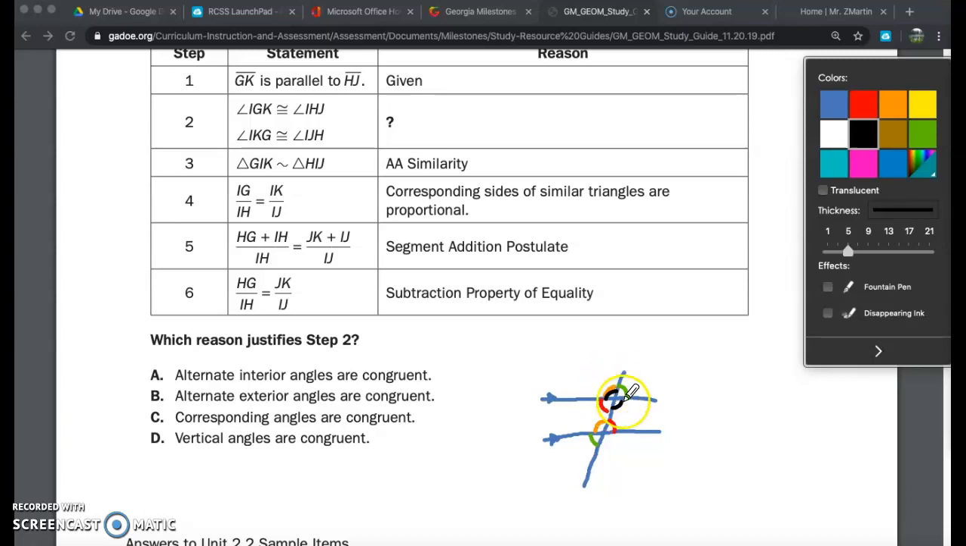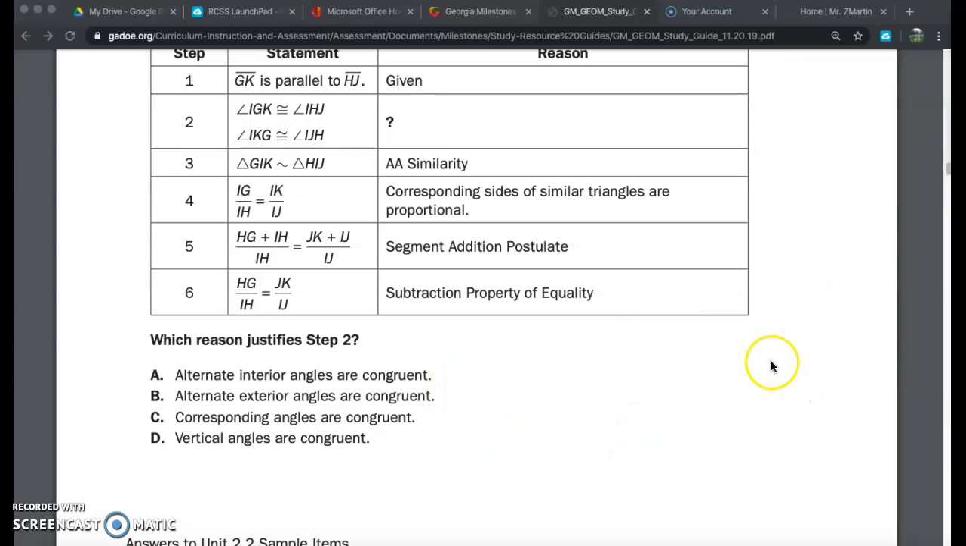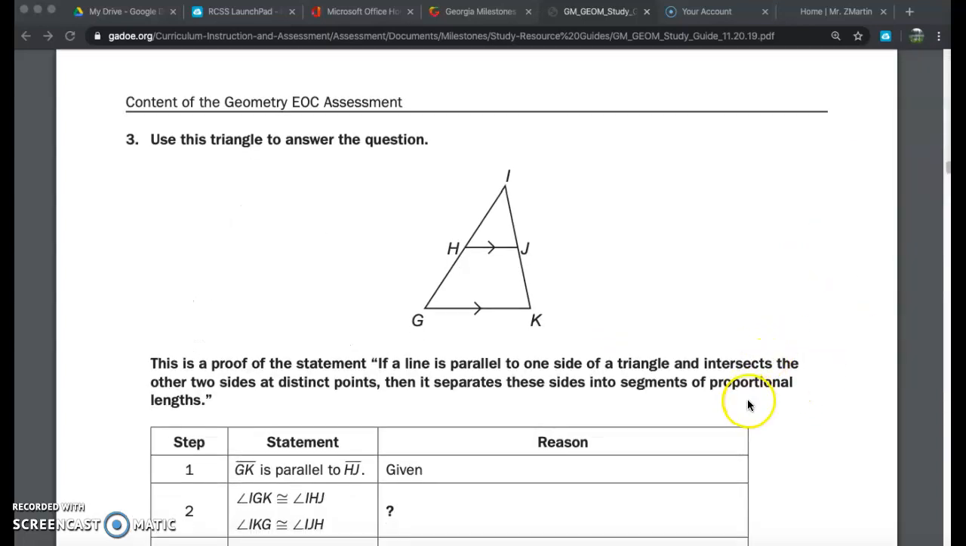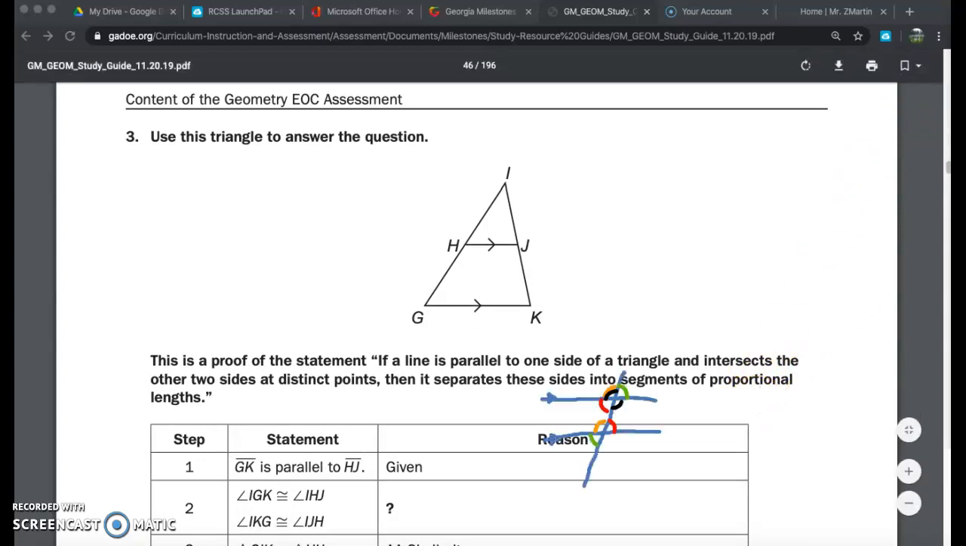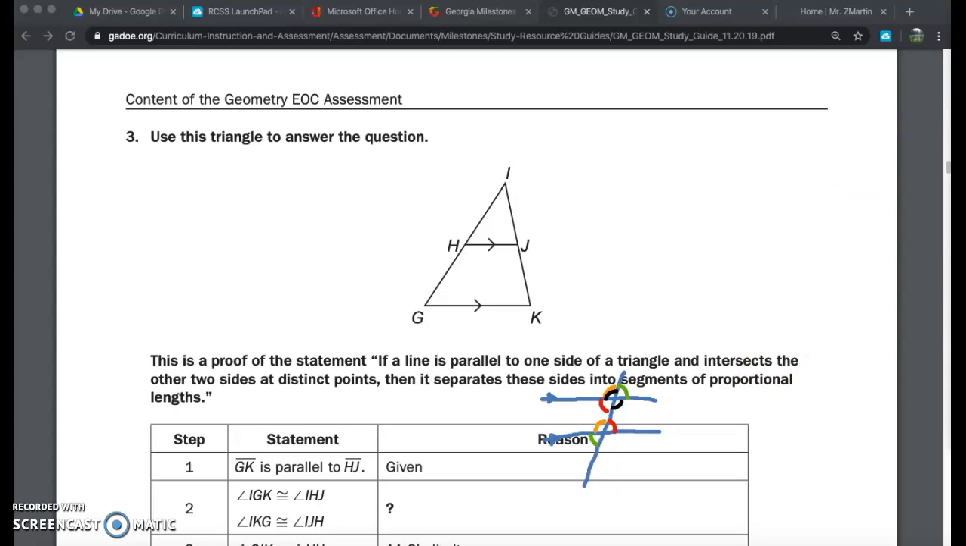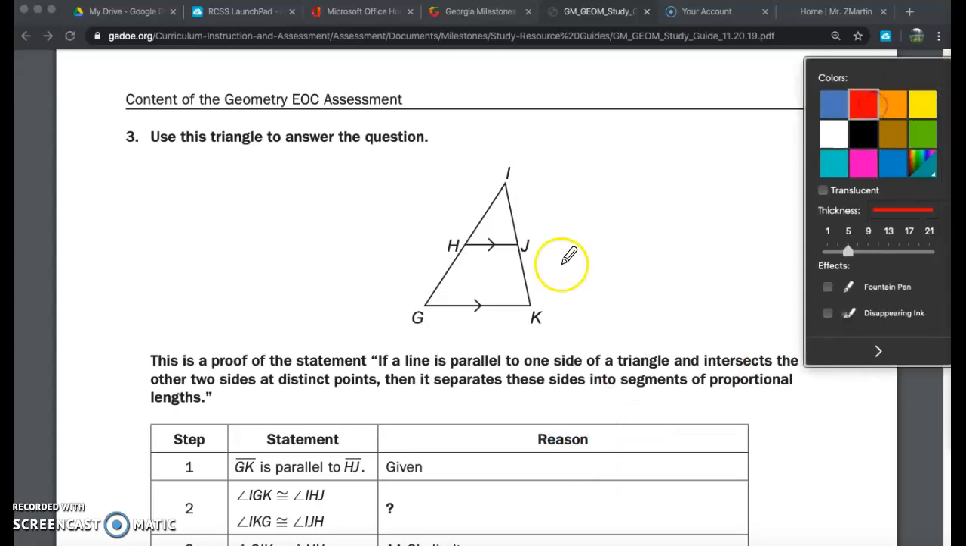So, with that said, you saw these different types of angles. Let's go back up to what we had a minute ago. If I remember correctly, we had IGK, IHJ. So we're going to erase what we've got here, and I'm going to go back and mark these. I can't remember the colors I used, but I believe I had red on this side, and I believe on this side, I had these angles here.